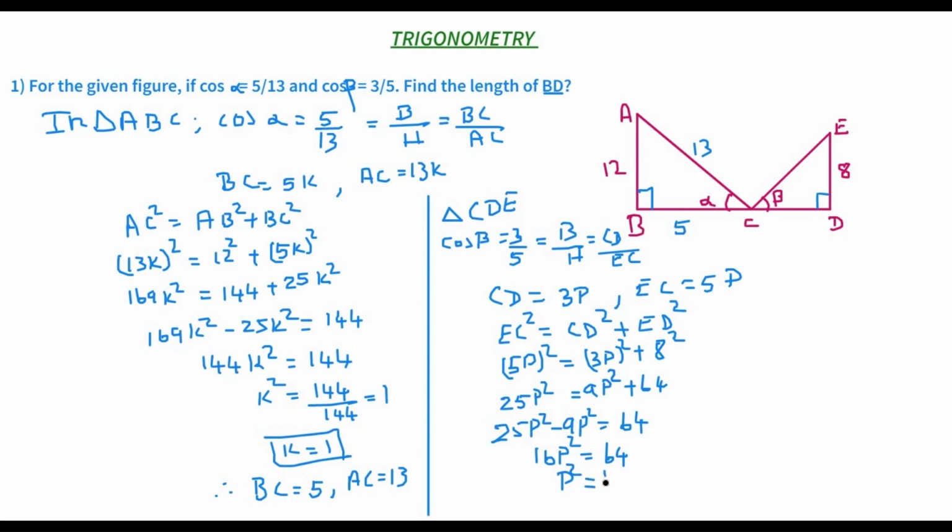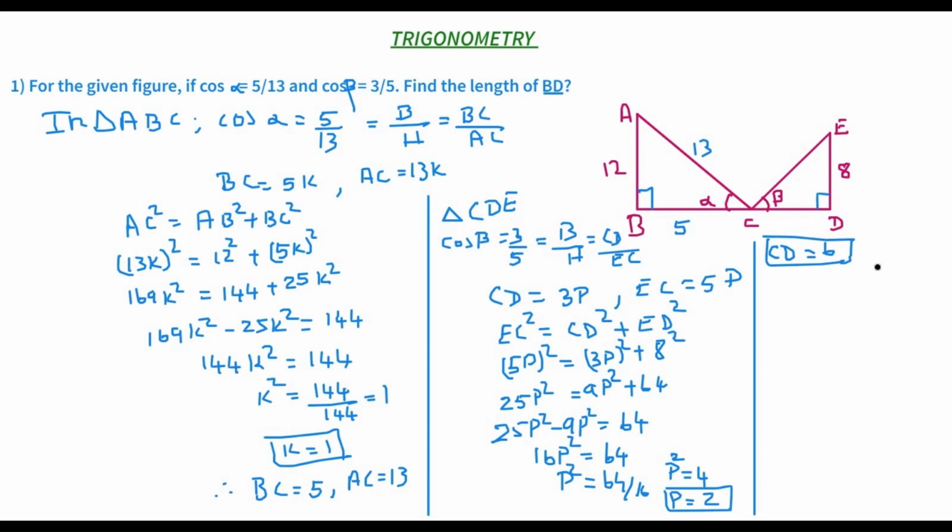So P square equals 64 by 16. So what do we get? Right, we get P square equals 4, so P equals 2. So now we have found the value of P. Now let's find out what is CD and what is EC. I have to draw lines and complete this in the same figure so you have a reference of the total question. So now what is our CD? CD equals 3P, so 3 times 2, which is 6. Now we have got our CD as 6. Right? Now we know what is CD.